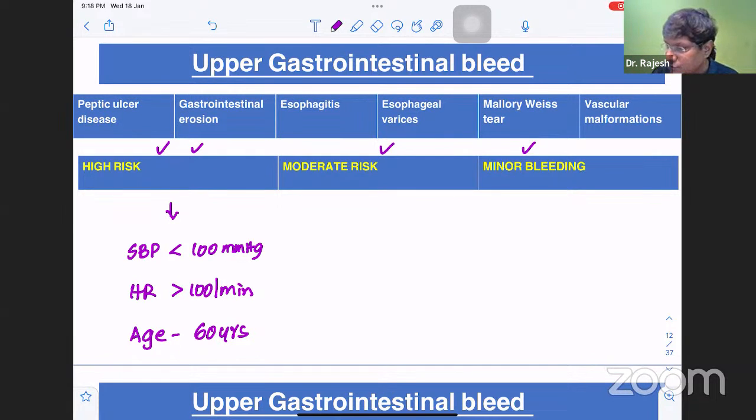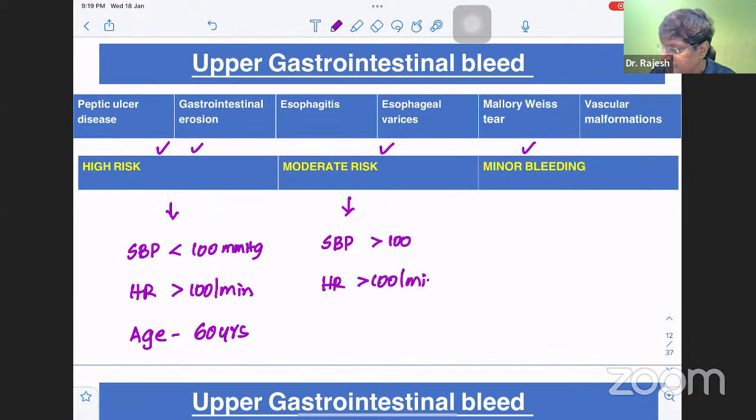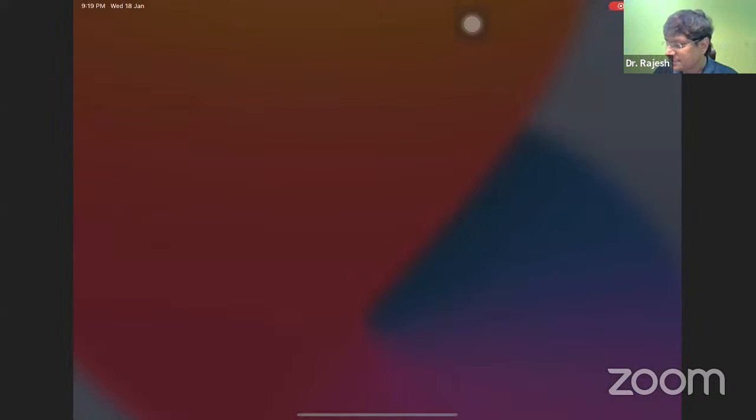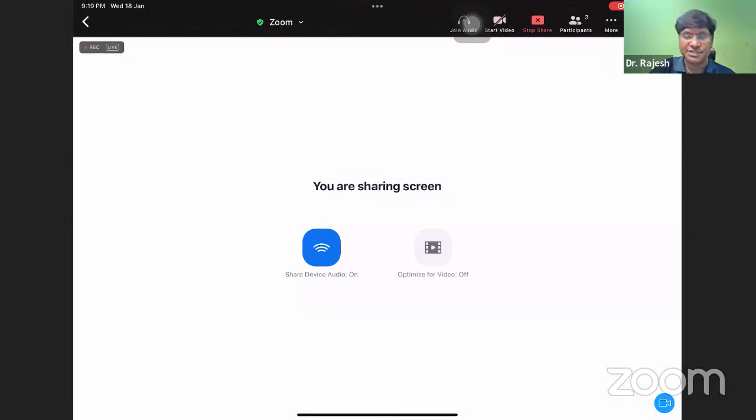Then, who are considered to be the moderate risk patients? Moderate risk patients are those where the systolic blood pressure is more than 100 millimeters of mercury, but the heart rate of the individual is more than 100 per minute, and the age of the individual is less than 60 years. They are considered to be the low-risk patients.